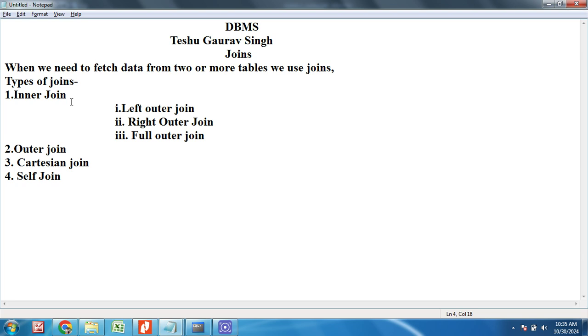Okay, what is equijoin? When we match two columns of two tables and we match the equal values from two different tables, we call it equijoin. If it is not equal, then we call it inequijoin. We will see this practically.